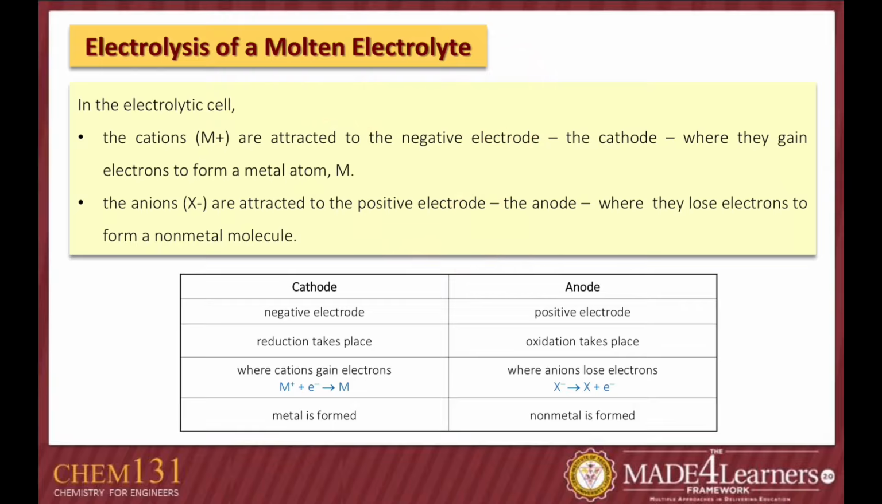Okay? So, the cathode is the negative electrode. It is where reduction takes place. So, si cation mo adto sa cathode para mo gain og electron so that a metal is formed. Sa anode, it is a positive electrode. It is where oxidation takes place. So, the anion will lose the electrons there to form a non-metal substance.